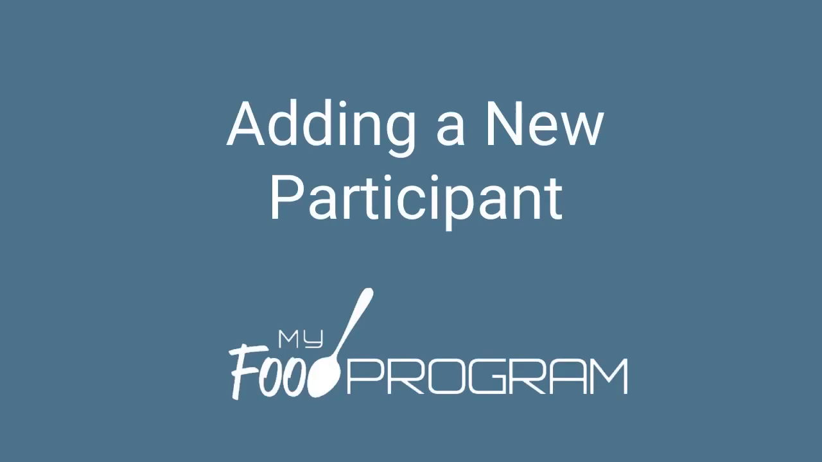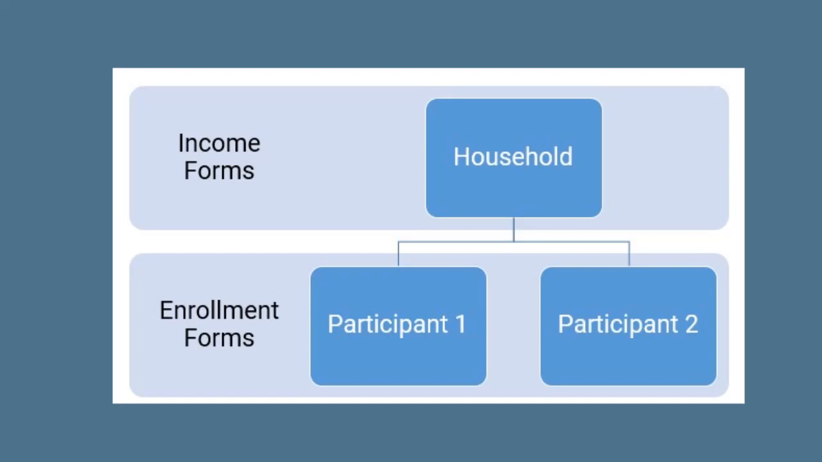Adding a new participant. Before we show you how to add a new participant, let's take a moment to understand households and participants. Every participant has a household, even if that household doesn't have any information entered, such as parent name, address, or phone number. Income forms are associated with a household and apply to all members of that household. Enrollment forms are associated with participants and apply only to an individual child or adult daycare client.